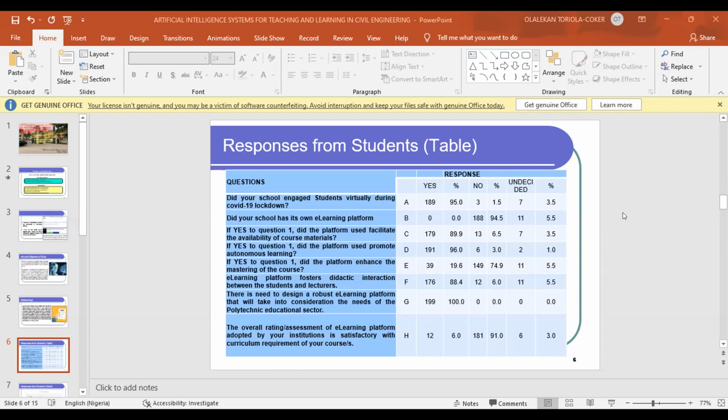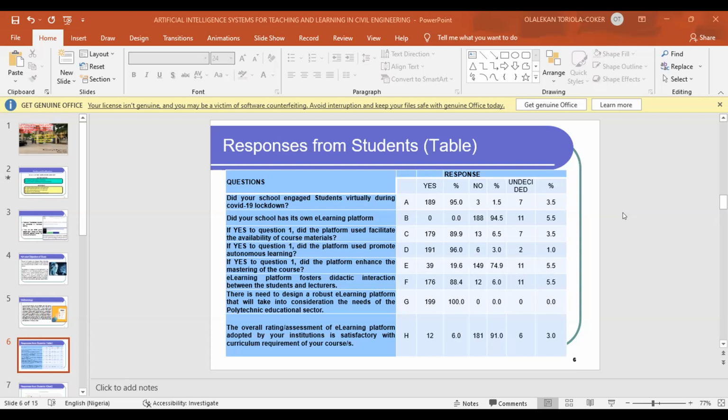Face-to-face has been a common norm for teaching and learning in Nigeria. But e-learning is what is thriving in the whole world, and I think Nigeria is lagging behind. That was what really made us get ourselves involved in this particular research.